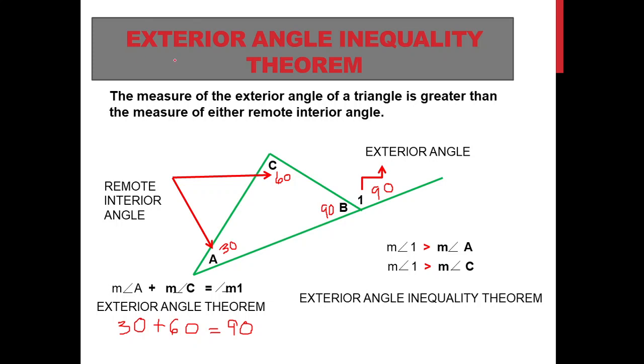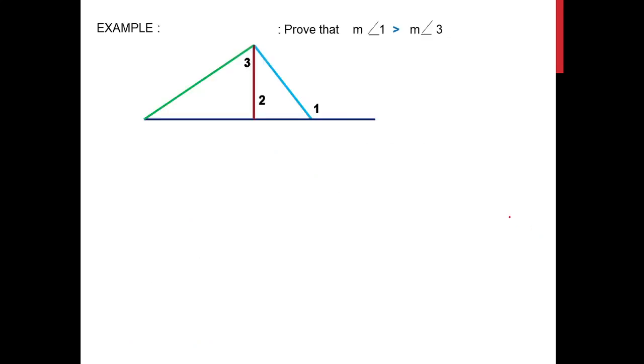Our topic is mainly on the exterior angle inequality theorem only, which states, again, that the exterior angle is greater than the remote interior angle. So angle 1 is greater than angle A, and angle 1 is also greater than angle C. Now, how do we prove this theorem?